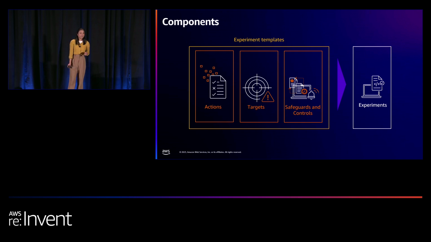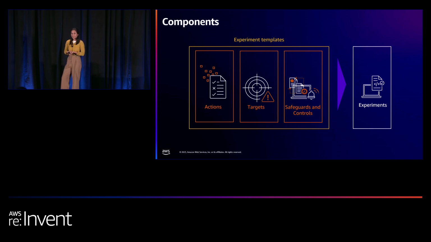Next are safeguards and IAM controls. Using FIS is not about injecting chaos into your system. What it is, is running experiments in a controlled setting. And so with FIS, you can run safe, controlled experiments by stopping an experiment at any time manually, or you can use a stop condition, which is an alarm that you set up that, when triggered, will cause FIS to stop the experiment and automatically roll it back.